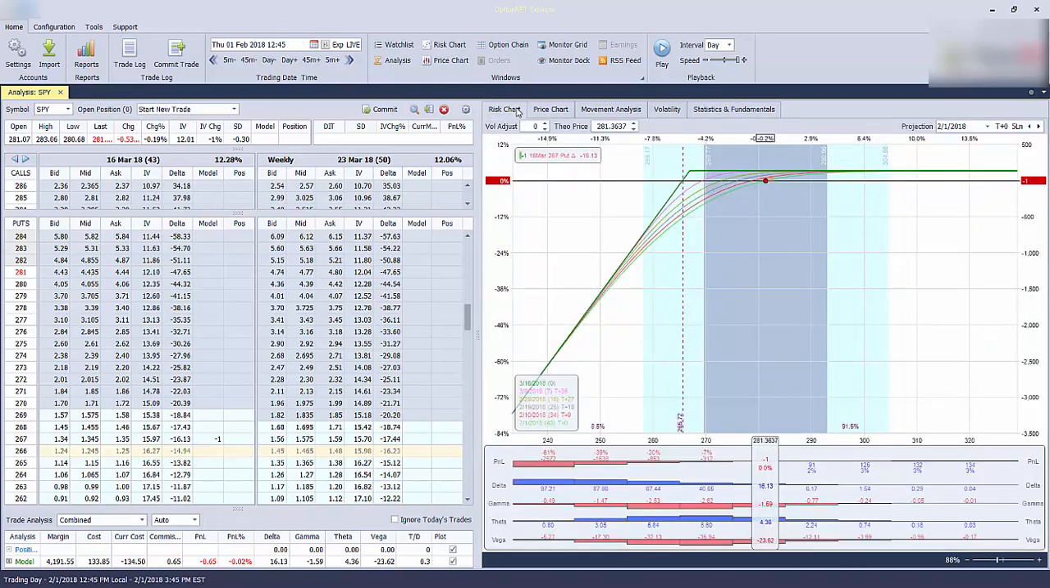First, I'm going to use this risk chart, and if you don't use risk charts and you are trading options, you really need to understand how these work, because if you're not backtesting and using risk charts, you really don't know what the potential is, or the potential loss could be on your trades.